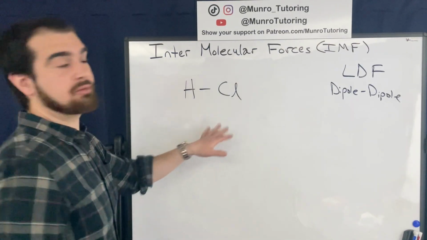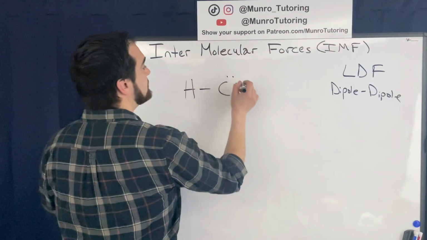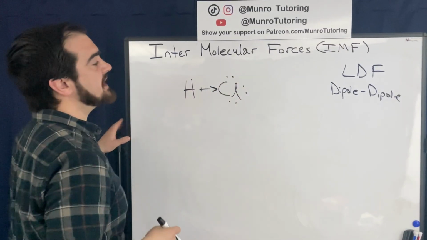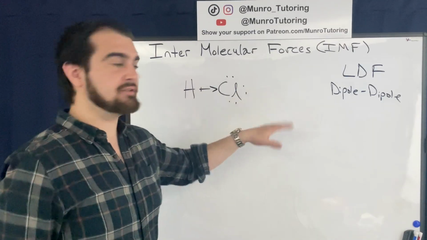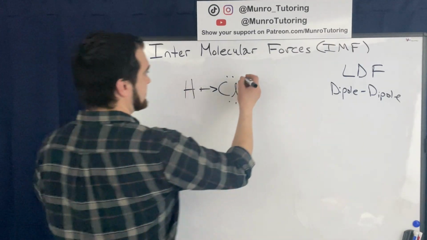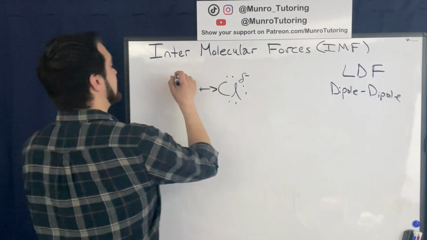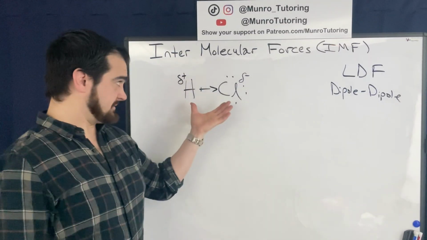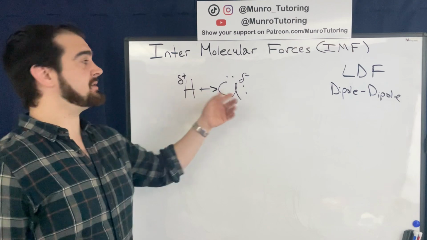So this is going to be a polar molecule, right? There are lone pairs on here, and we're going to draw our dipole moment. That means the chlorine is partially negative and the hydrogen is partially positive. So we have a permanent dipole here, meaning this has a polarity. There's a partial positive side and a partial negative side.